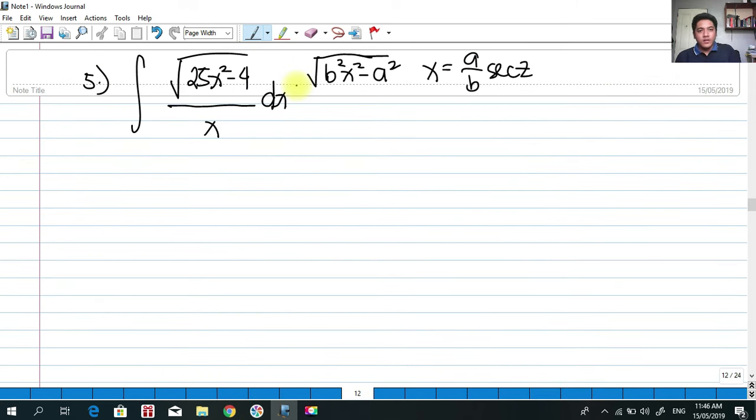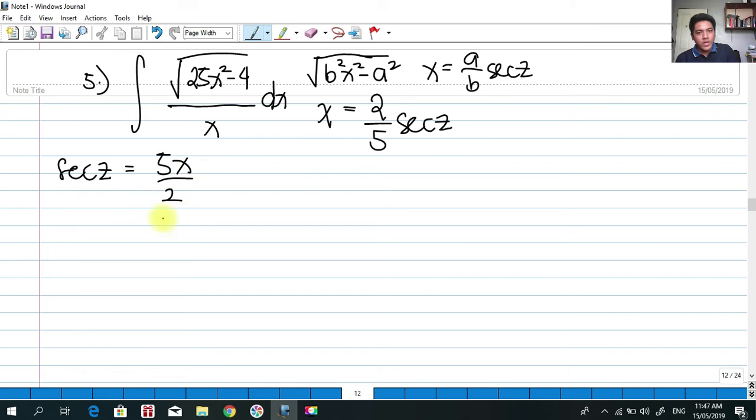So again, the same process. We have x equals, our a here is not 5, but rather 2 over what? 25, not that, because that is b squared. So the b of that is 5 secant of z. And of course, from that, we can derive the secant of z. Secant of z is 5x over 2. And from that, we can derive our right triangle.